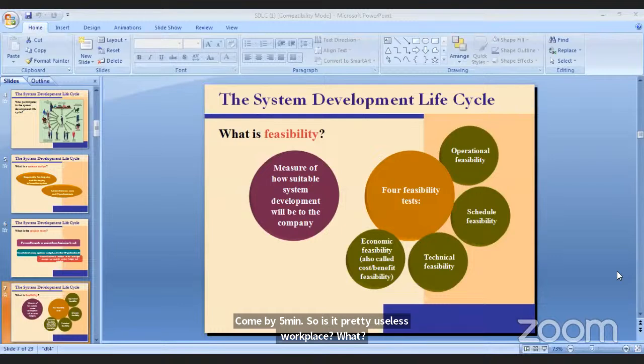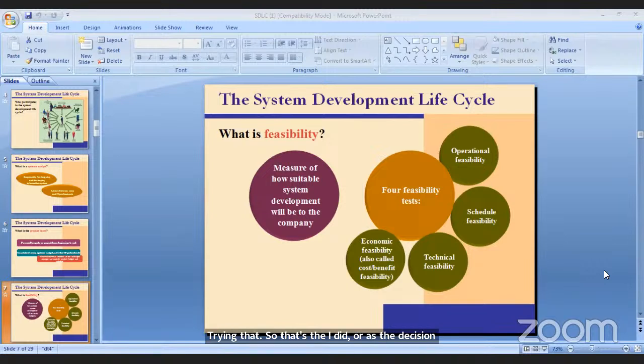So, as the manager or as the decision maker of an industry or organization or a firm, it could be government, private, or semi-government, the first thing carried out is the feasibility study, whether it is practical and suitable or not. That is what you see on the slide: the measure of how suitable system development will be to the company, the industry, the government organization, private organization or semi-government organization for which the system is going to be developed.